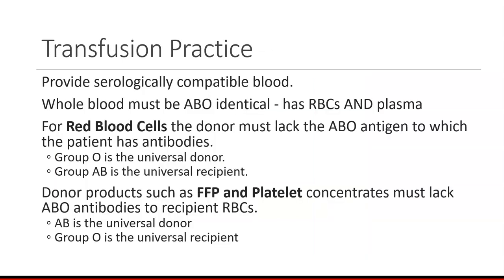In transfusion practice, it's your job to provide serologically compatible blood. This is why it is so important that you know where are the antigens and where are the antibodies and what does that mean. So for a transfusion of whole blood, which with few exceptions is rarely given, it must be ABO identical. So if I'm a group A, I can only get group A whole blood, because if you tried to give me group O whole blood, the cells would be okay, but the antibodies in the plasma are not. So because it has not only red cells, but it also has plasma, it must be identical. For red blood cells, the donors must lack the ABO antigen to which the patient has antibodies. So this is why group O is the universal donor for red cells. And on the flip side, group AB is the universal recipient.